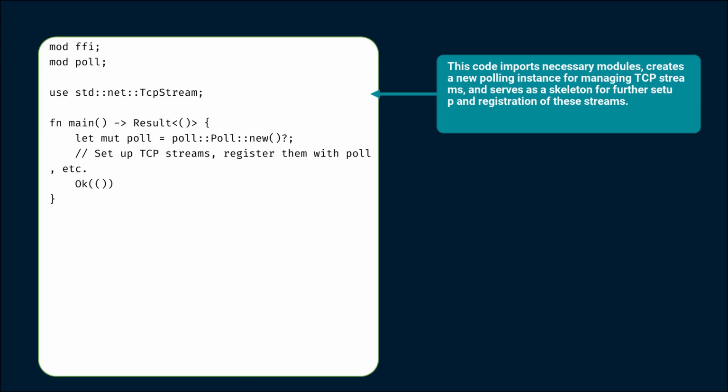Once we have our streams, we will register them with our Poll instance, signaling our intent to monitor them for incoming data or events. This setup will allow our application to handle multiple clients effectively. After this configuration, we typically send requests to a server and await responses, setting the stage for active event management. In the following sections, we will focus on implementing the logic to handle these events and process incoming data efficiently.